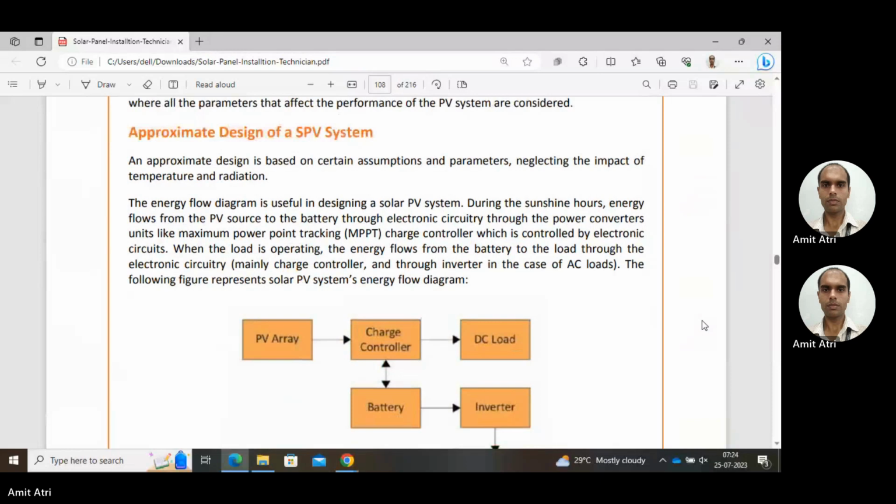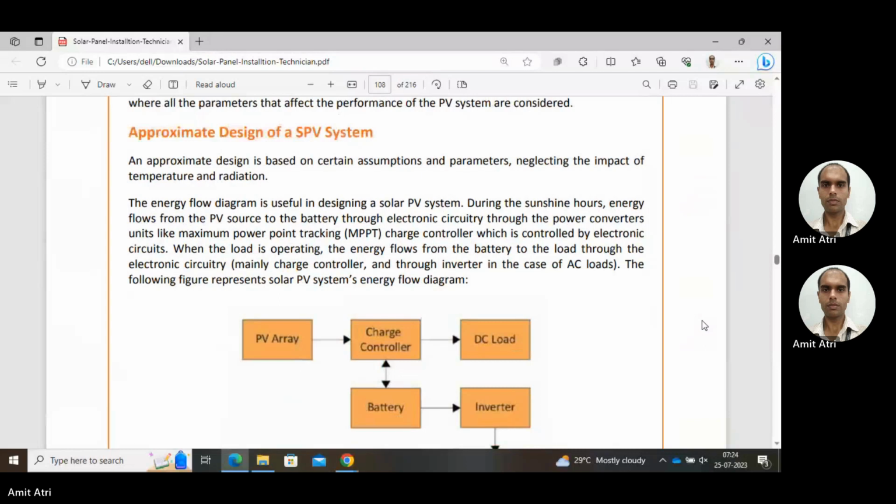Okay, radiation, we have discussed these things in detail. So these parameters may impact the electricity production from the system. But for approximate design, we can almost neglect these parameters for small scale, we can say. There we are using approximate design.